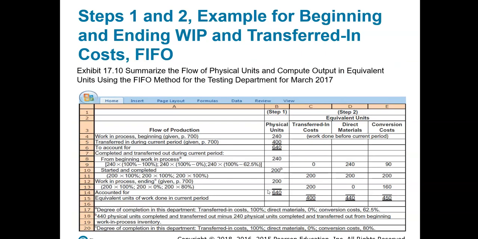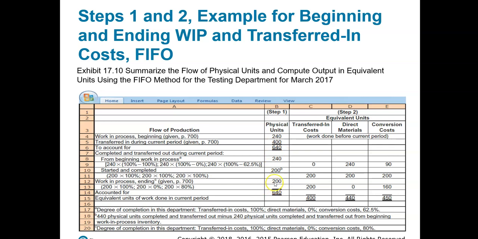So now let's take a look under first in, first out. Under first in, first out, we're going to account for the units, and then calculate the number of units to account for, and then account for those. Remember, under first in, first out, we have 640 units. Now we have to pay attention to how many units we transferred in during the current period. We transferred in 400. So we had 640 units.